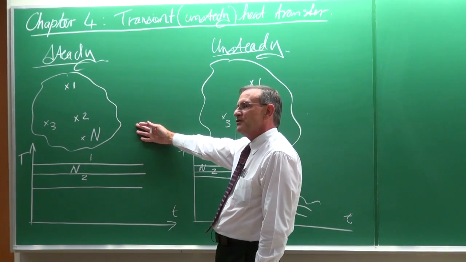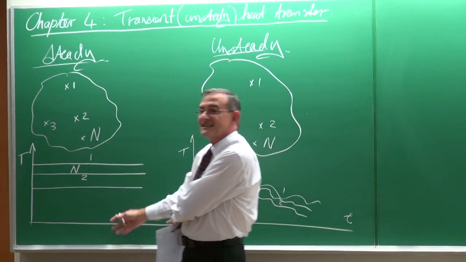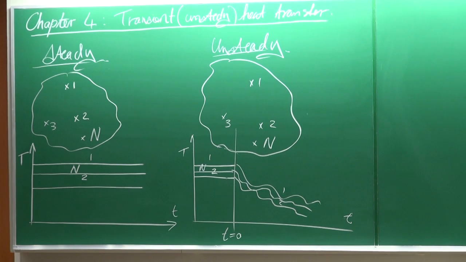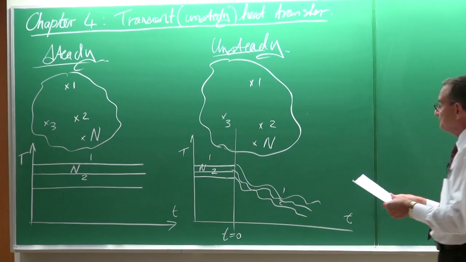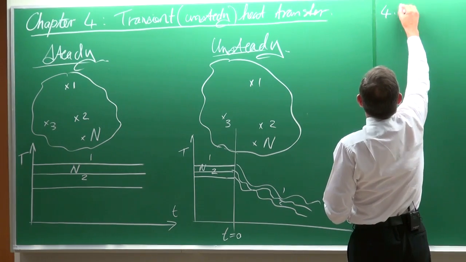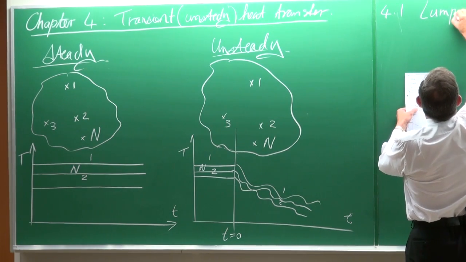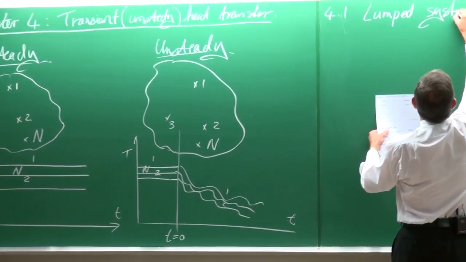So up to Chapter 3 in the textbook of Cengel and Ghajar, you've looked only at steady heat transfer. So that is what this chapter is then all about. It is introducing changes of the temperature as function of time. Now, the first paragraph is paragraph 4.1, which is on a lumped system analysis.